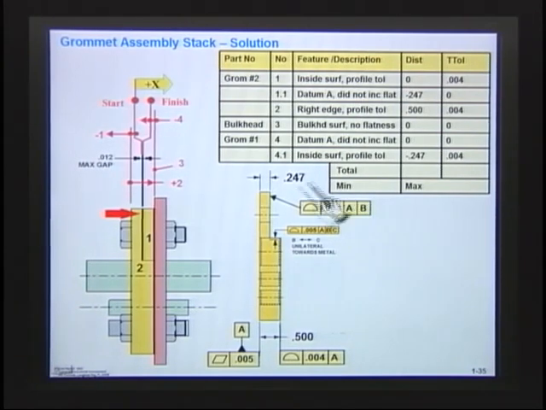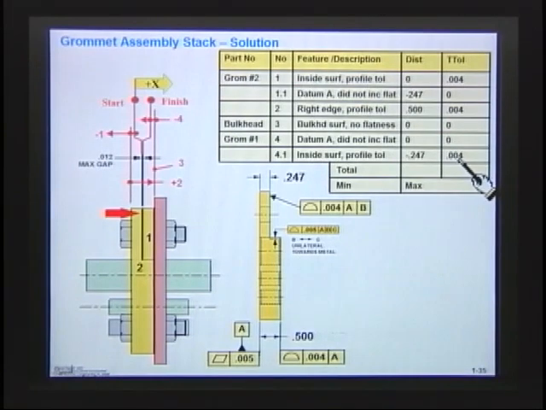And then feature number 4.1. And 4.1 now is the inside surface. That would be this inside surface, because remember this thing is flipped around. And that inside surface has a distance of 247. We're going in a minus direction, so it shows up as a minus tolerance. And then my total tolerance was 4,000. So I put in my total of 4.